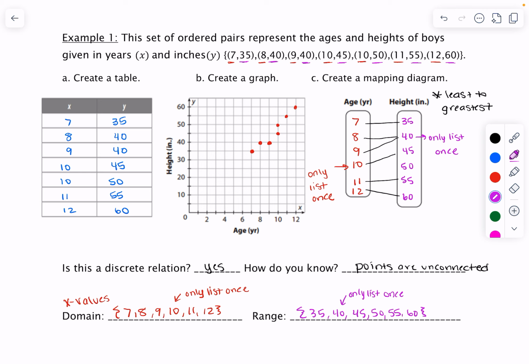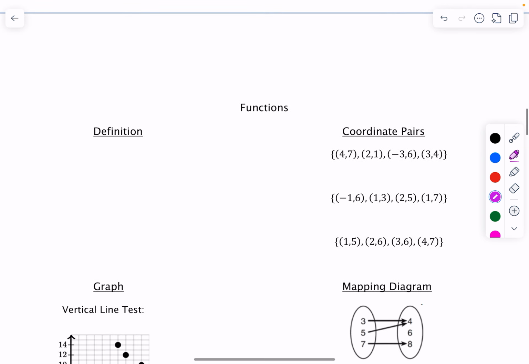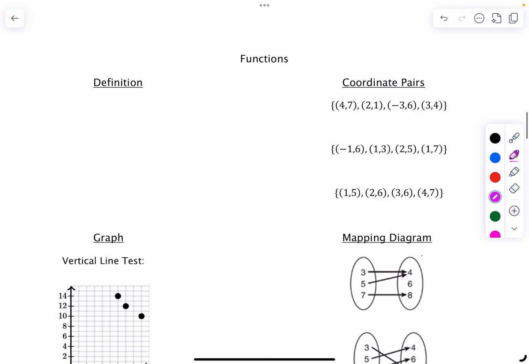Okay, so this is a relation, a discrete relation. We're going to talk now about a specific type of relation called a function. So you may have heard of functions before, so let's define a function. And again, it's a specific type of relation. So it is a relation, like we just looked at, where each input has only one output, just one. It can't have two, can't have three, can't have four, only has one output.